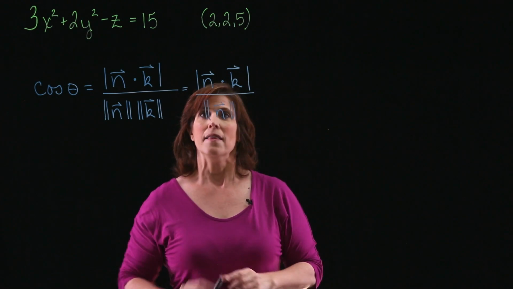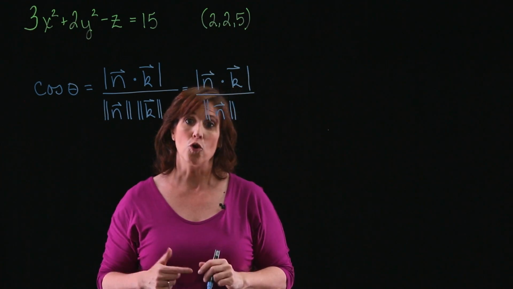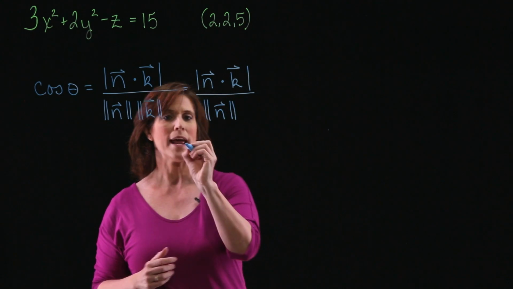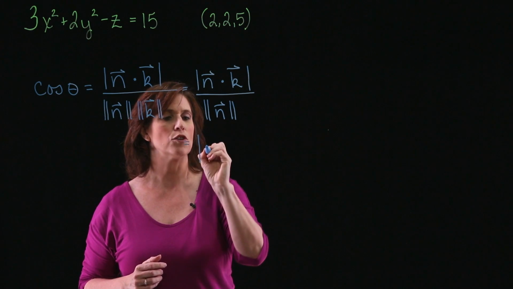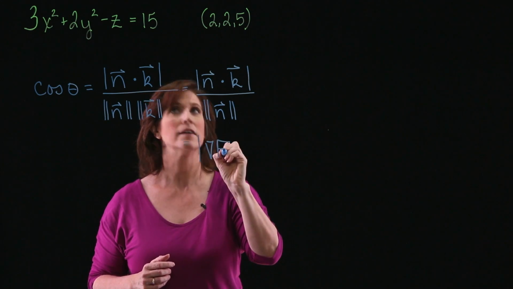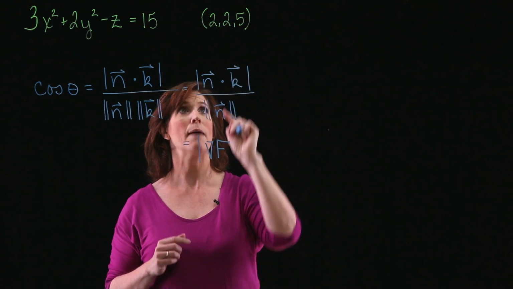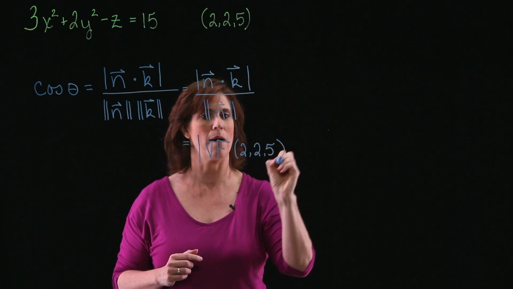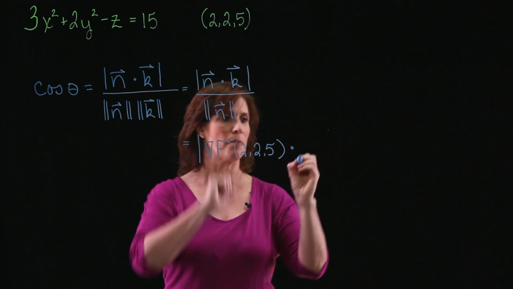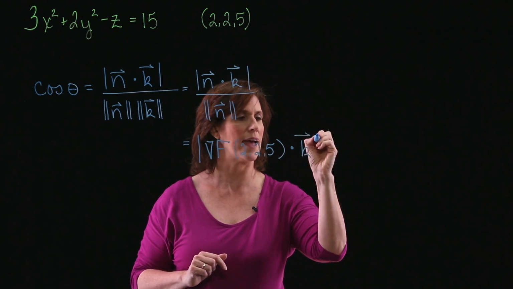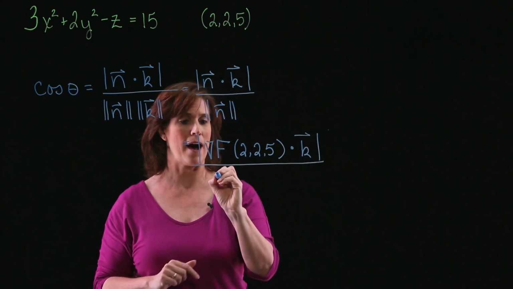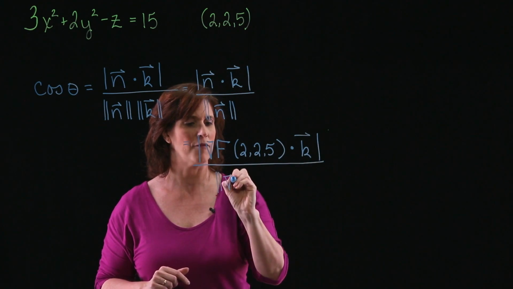Okay, now this vector n needs to be normal to my surface. So what I can use is the gradient of f. And I'm interested in what's happening at the point (2, 2, 5) for this problem. So I'll take that and I'll take the dot product of that with my vector k, find the absolute value, and then divide by the norm of my gradient.